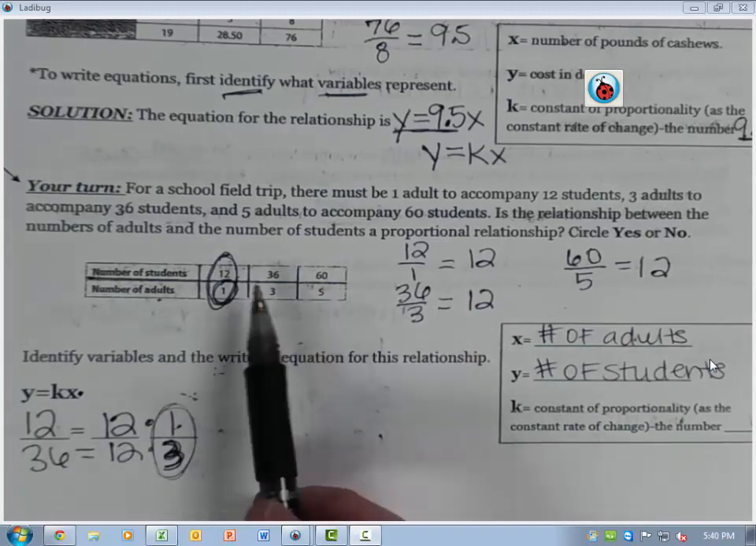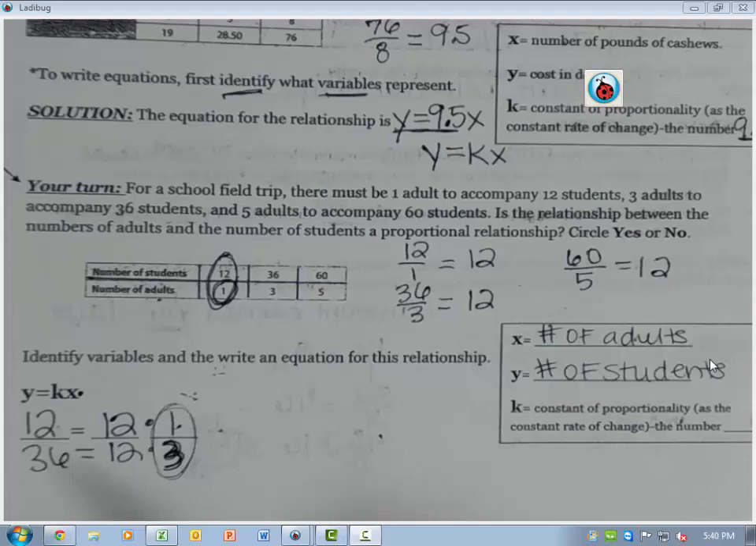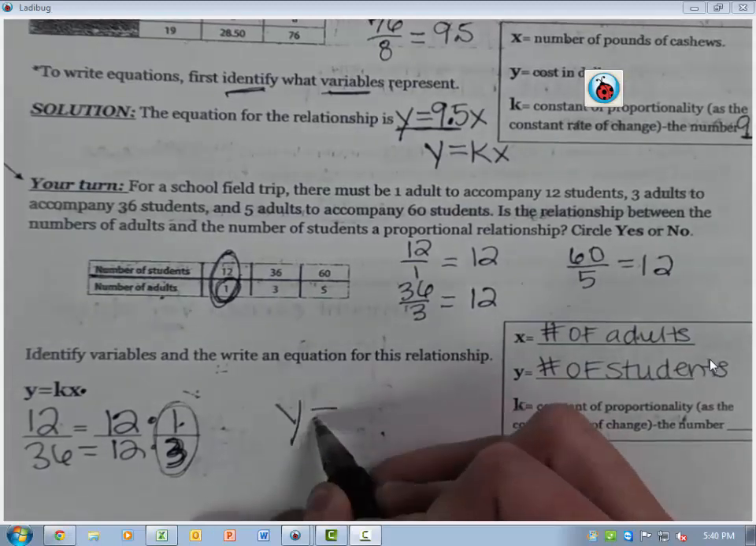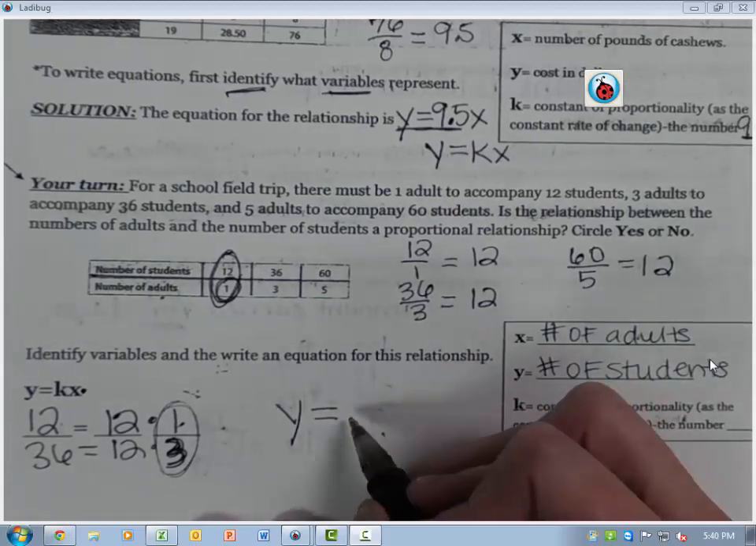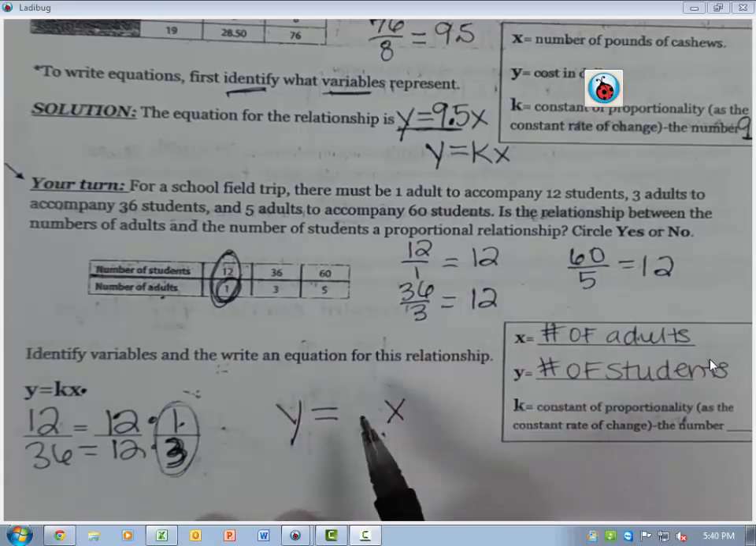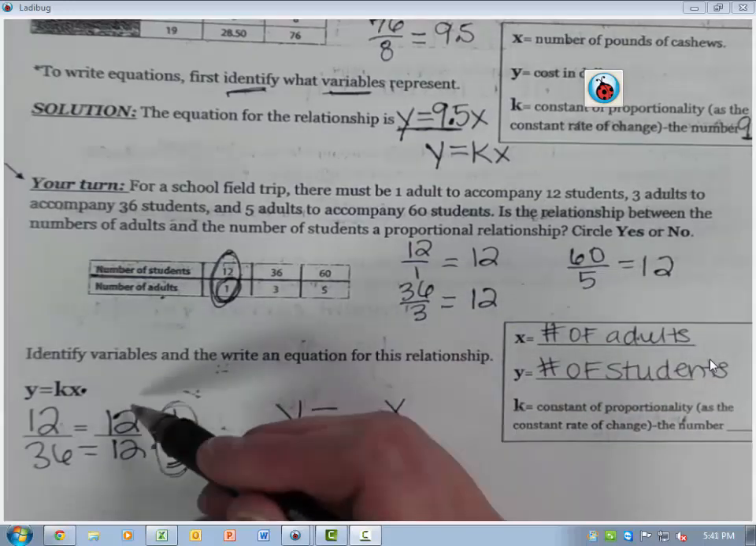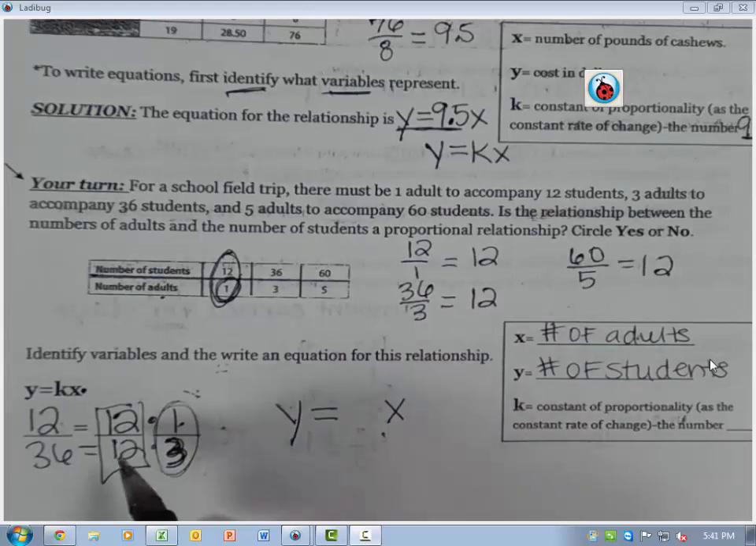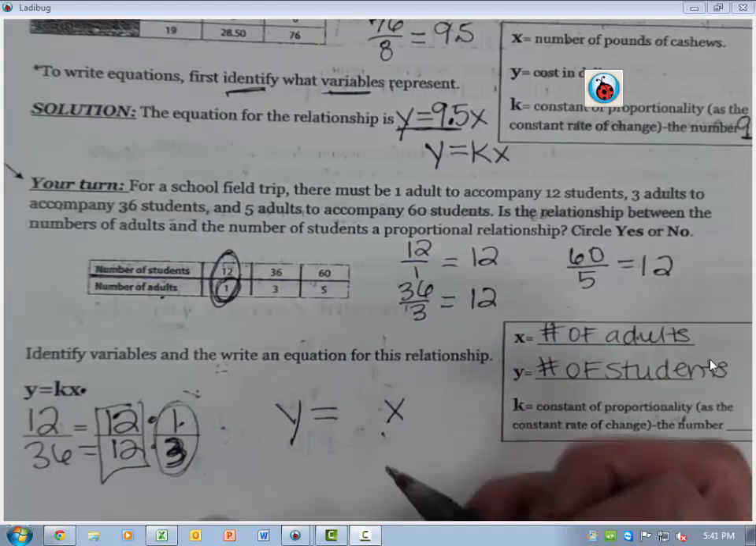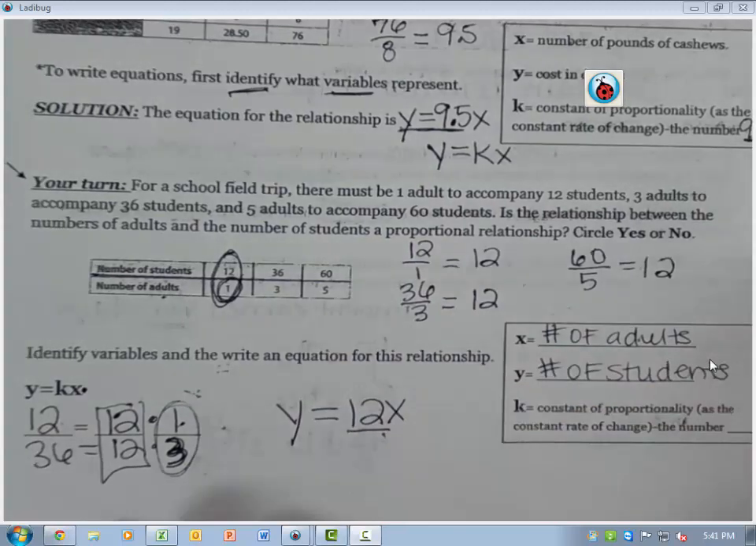So our equation would be y equals something times x. Well, our constant number we kept plugging in, or our constant of proportionality, would be 12. So of course that is going to represent k, which we can put down there.